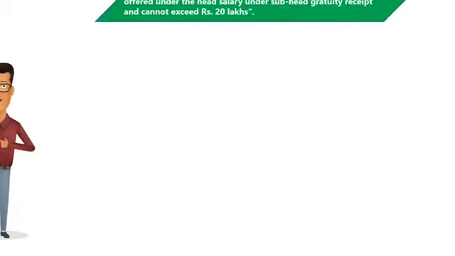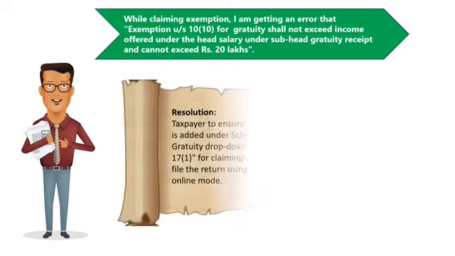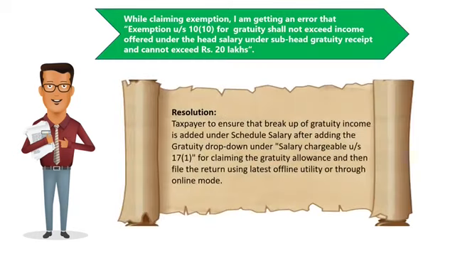The first grievance is that while claiming exemption, I'm getting an error that exemption under section 10(10) for gratuity shall not exceed income offered under the head salary under subhead gratuity receipt and cannot exceed rupees 20 lakhs. The taxpayers are required to ensure that the breakup of gratuity income is added under the schedule salary after adding the gratuity drop-down under salary chargeable under section 17(1) for claiming the gratuity allowance and then file the return using the latest offline utility or through the online mode.